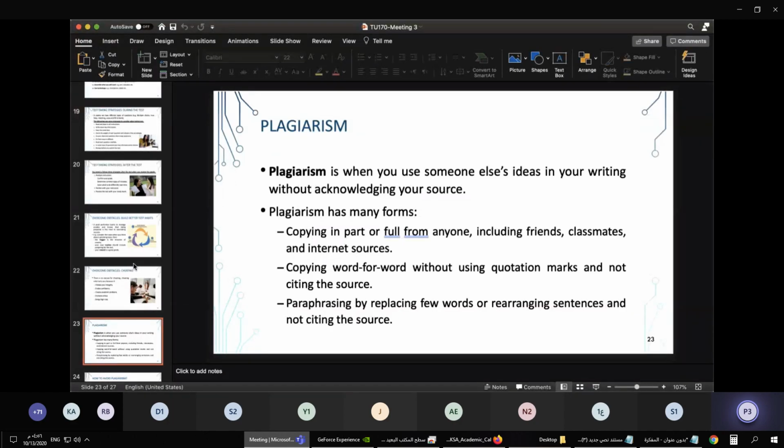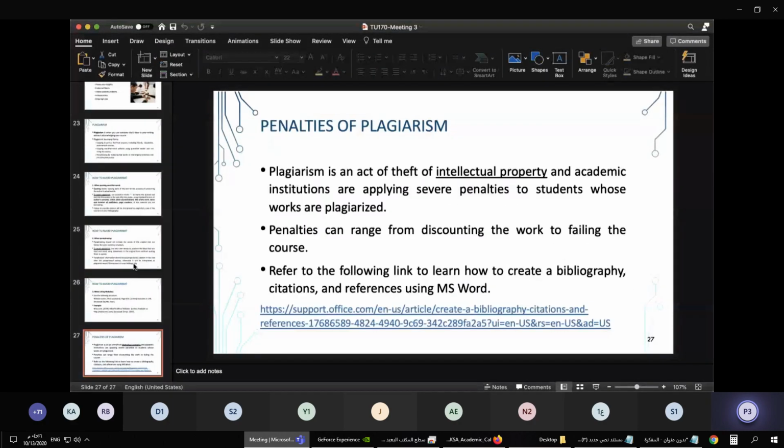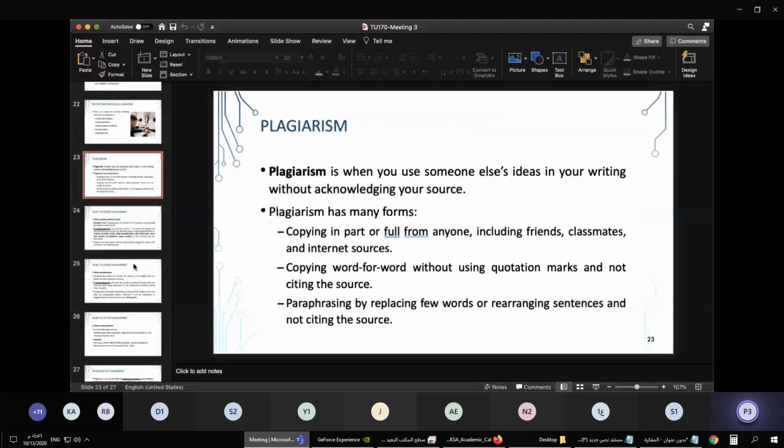Anyone knows about plagiarism? Can you give a very short explanation about plagiarism, please? Plagiarism is stealing someone else's work and not putting his name or the reference. So it has many forms, for example, copying part or all from anyone, including friends, classmates, and internet sources. Copying word for word without using quotation marks, without citing, or paraphrasing by replacing a few words. All these forms are forms of plagiarism.